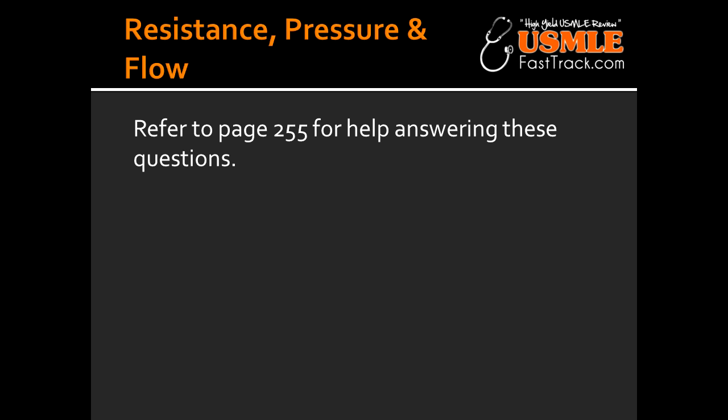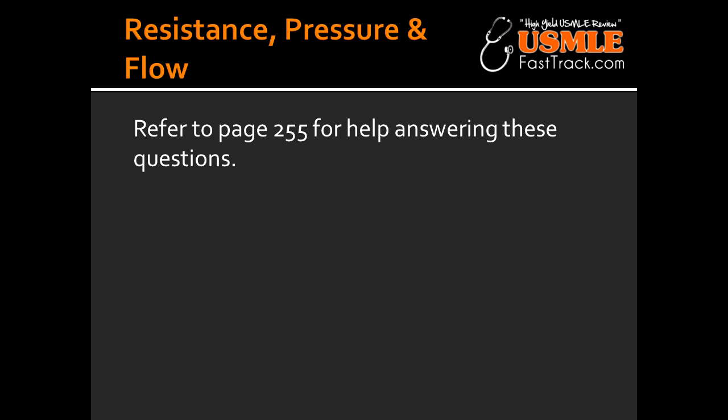Resistance, pressure, and flow. What is the equation for the change in pressure? The equation of change in pressure is delta P equals Q times R. Q stands for the flow and R stands for the resistance. What is the change in pressure similar to? Change in pressure is similar to Ohm's law, which is delta V equals IR. V stands for volt, I stands for intensity, and R stands for resistance.